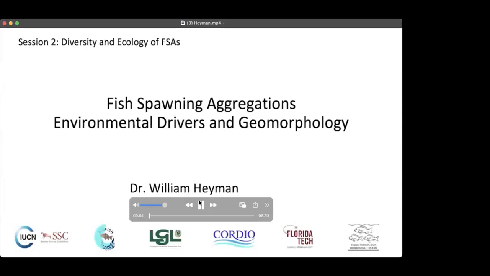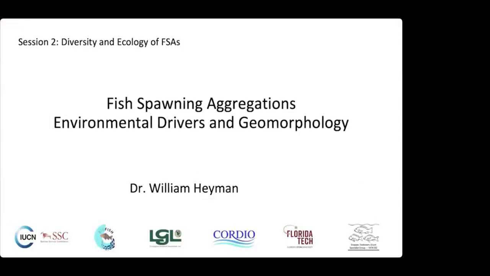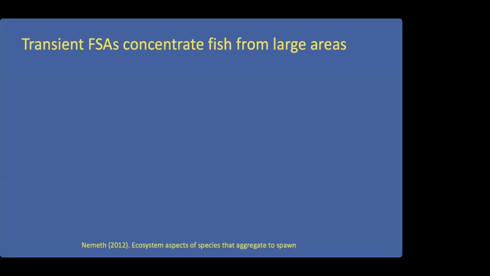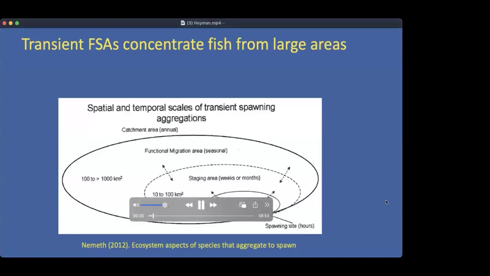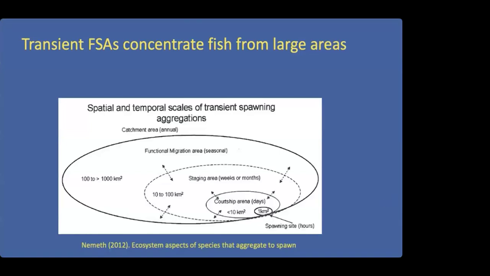Fish spawning aggregations, environmental drivers, and geomorphology. Transient fish spawning aggregations concentrate fish from large areas. And I'm going to give you a bit of detail on this based on Rick Nemeth's wonderful 2012 paper. He used this diagram to show the spatial and temporal scales of transient aggregations.